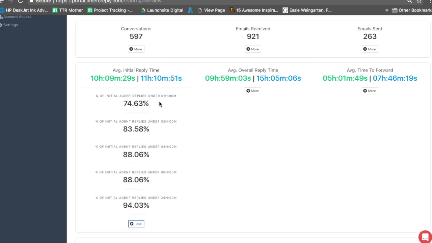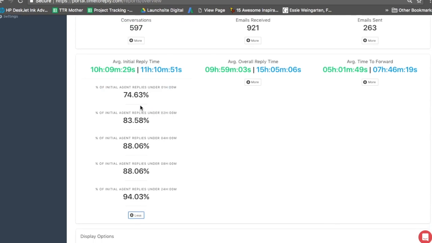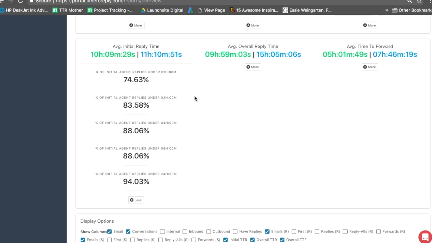If I click on more, you can see we break out. So even though the average initial reply time in this instance is 10 hours and 9 minutes, just less than 75% of the time, this company is responding within 1 hour. So less than 1 hour during business hours, they are responding 75% of the time. So it just allows you to get a better idea of that average, because certain outliers will pull out the average.